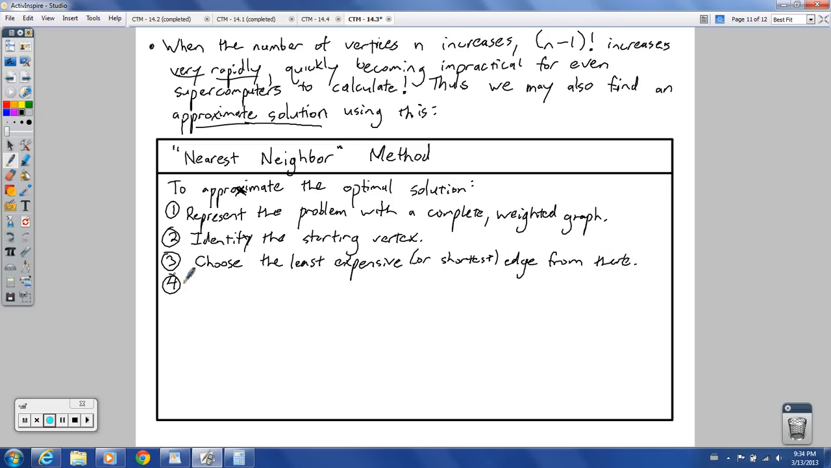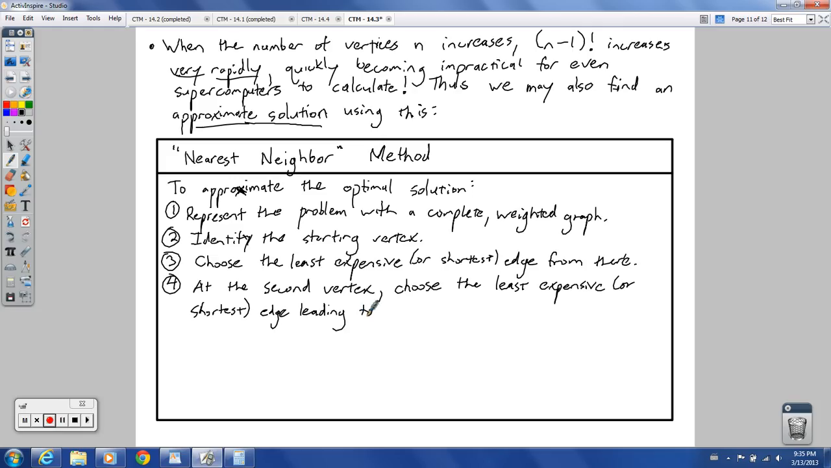Step 4, you're going to be at the second vertex then. So at the second vertex, choose the least expensive or shortest again. Just depends on the type of problem you're doing. Least expensive or shortest edge leading to a vertex not yet traveled to. So we don't want to go back from where we came from. We would not be creating a Hamilton circuit, then. We have to travel to each vertex exactly once.